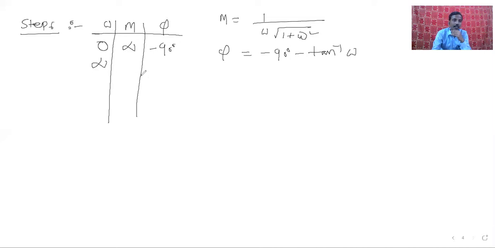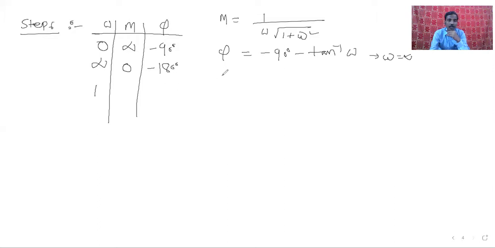Then the terminating value, omega equals infinity. For infinity, magnitude equals 0. Put here omega equals infinity. Then the phase angle is minus 90, minus 180 degree. Similarly, put 1.